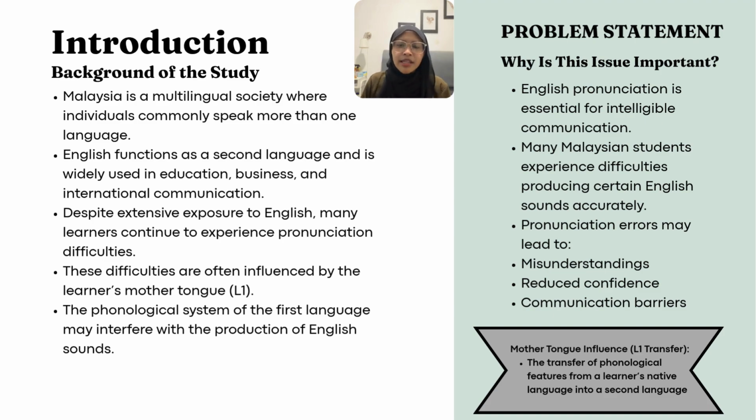Malaysia is a multilingual country where people commonly speak more than one language, such as Malay, Mandarin, Tamil, and English. Although English is widely used in education and professional settings, many learners still experience pronunciation difficulty. One of the major reasons is the influence of their mother tongue. Learners often transfer pronunciation habits from their first language into English, which may affect their speech production.